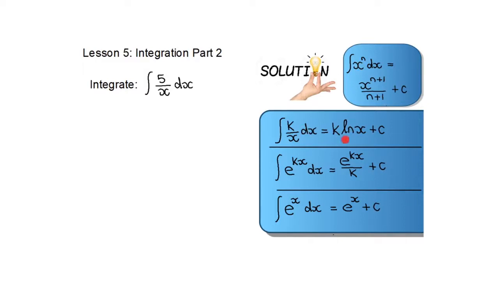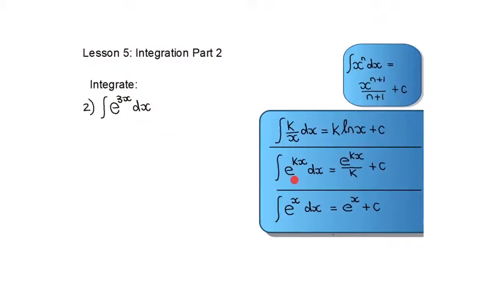Now let's use that. I just have to remember and recognize this one as being k over x. So the integral will be 5, which is in the place of the k of the rule, ln x plus the constant. So I can just use the rule as it's been given to me on my formula sheet.